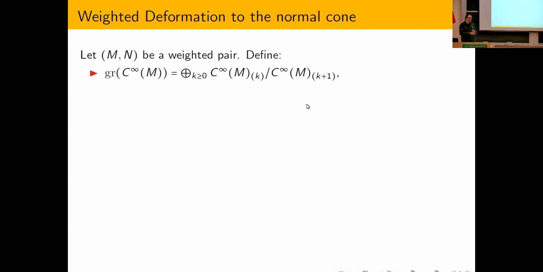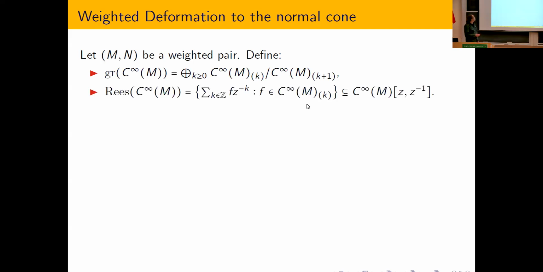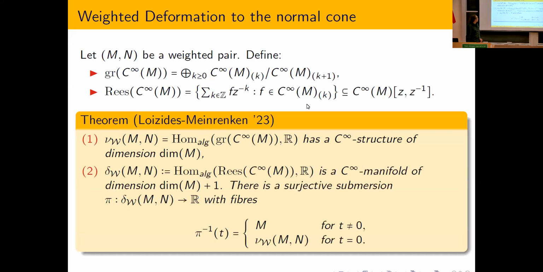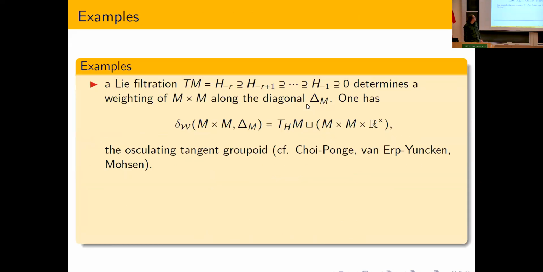So given this weighting, which is given by a filtration, I can define the associated graded. I can define the associated Rees module, or Rees algebra, sorry. And what Yanni and Eckhard tell us is that if I look at the character spectrum, I get this thing, which they refer to as the weighted normal bundle. It's not a vector bundle, but it's still very closely related to a vector bundle. And I also get a weighted deformation space. So again, I get some sort of manifold with a projection from it onto R, such that the fibers away from t equals 0 just give me my manifold back, and the fiber at t equals 0 gives me this weighted normal bundle.